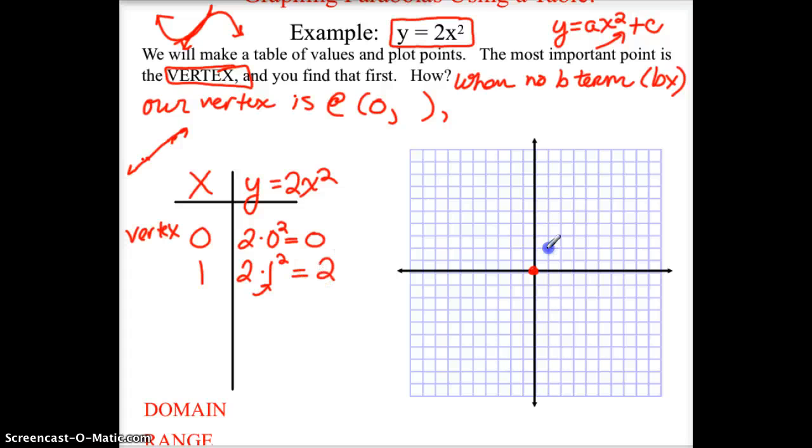So when I put in a 1, a 2 comes out, and then my next favorite number would be a 2, and I do 2 times 2 squared. Again, order of operations, I square the 2 first, 2 times 4 is 8.